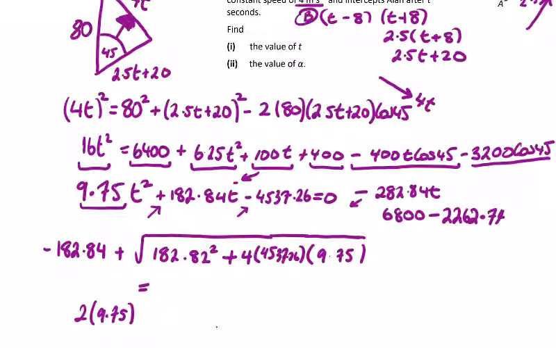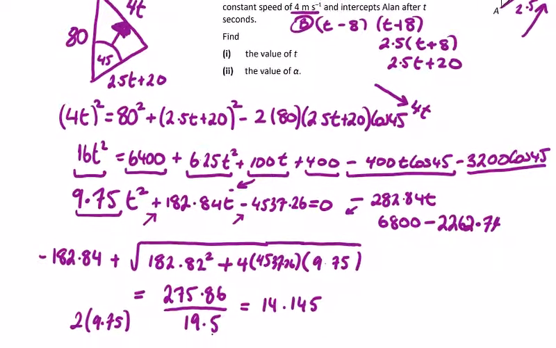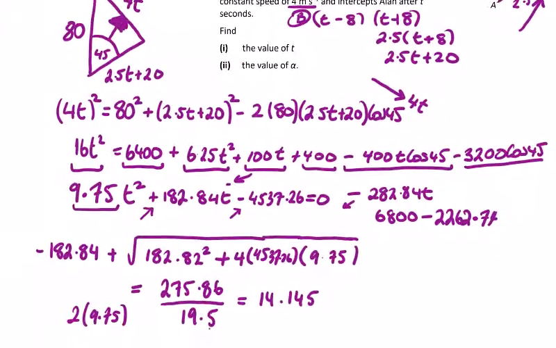So I type this into a calculator, it gives me 275.83586 divided by twice 9.75, which is 19.5. That gives an answer of 14.145. We're asked to round off here, find the value of t. We could say 14.15 seconds here. We round it off.